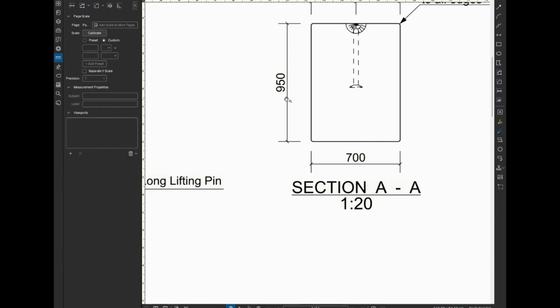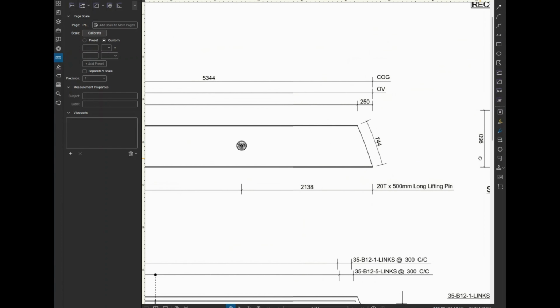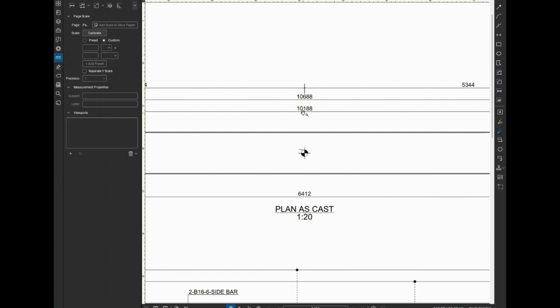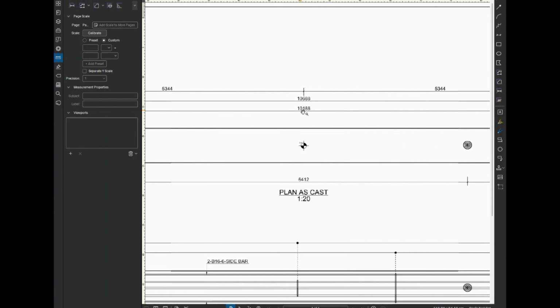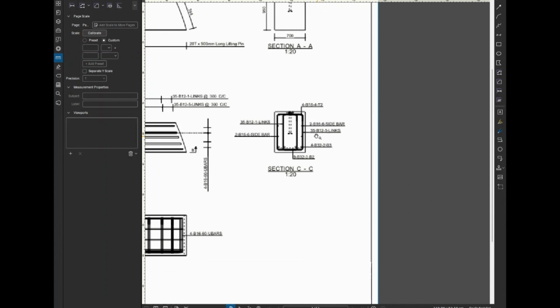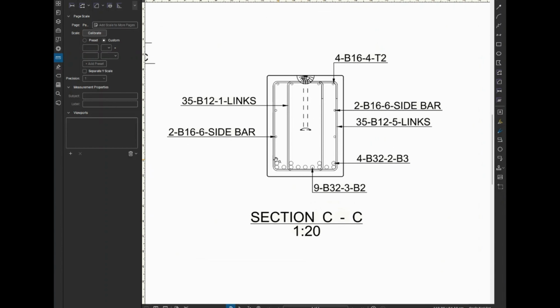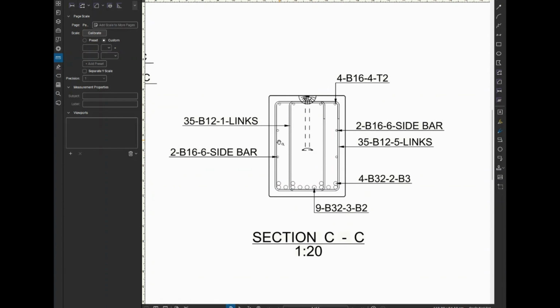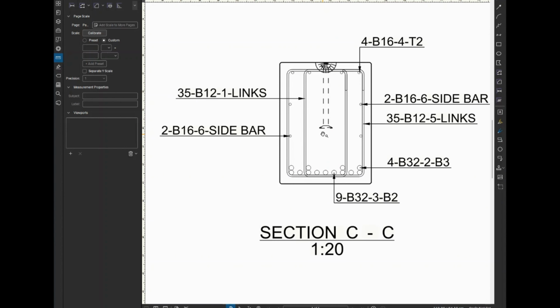The beam is 950 deep, 700 wide. The min length is 10,188 and the max length is 10,688 because the beam is on a slight curve, so we'll just take the average through the middle. In terms of rebar, we have some B32s in the bottom, some B16s on the side and some B16s in the top, and the shear links are B12s. There's a good bit of steel in the unit, but there's not too many bar marks or different shape codes, so this should be a quick enough process.